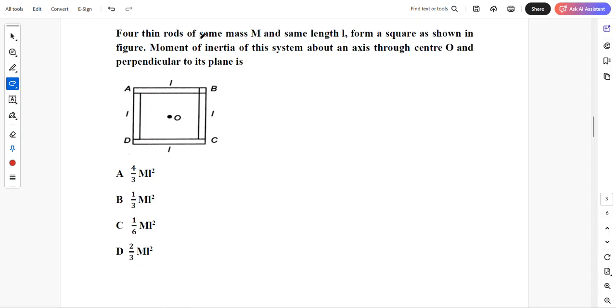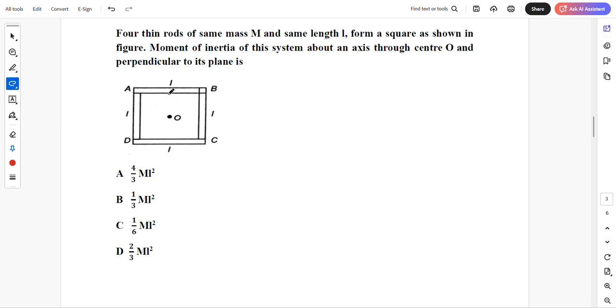Four thin rods of the same mass m and length l form a square as shown in the figure. We need to find the moment of inertia of this system about an axis through the center O and perpendicular to its plane. Assume that this axis is coming out of the plane of the board or going into it.